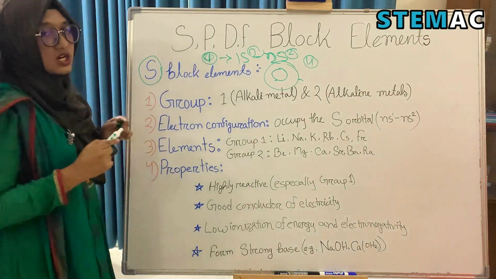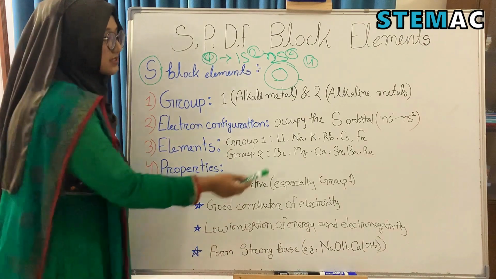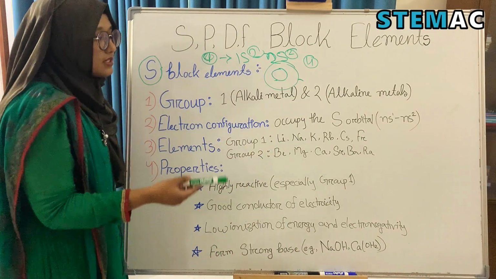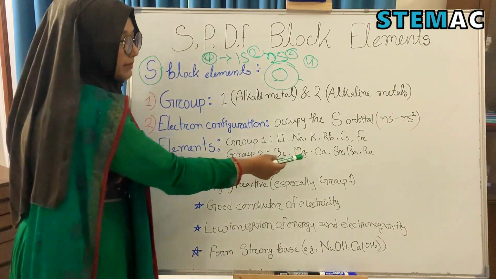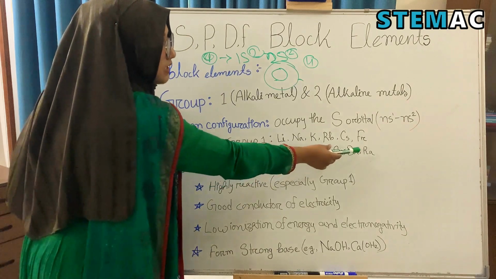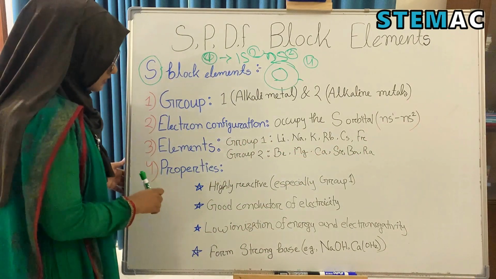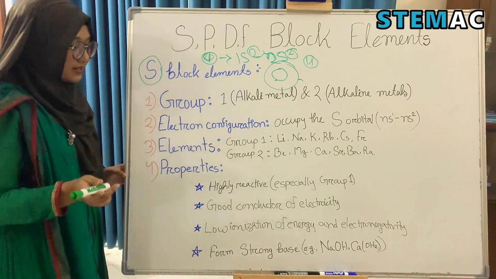So which are the elements? For group 1, here are lithium, sodium, potassium, rubidium, cesium, francium, and for group 2, beryllium, magnesium, calcium, strontium, barium, and radium. So those are the group 1 and 2 elements for S block elements.